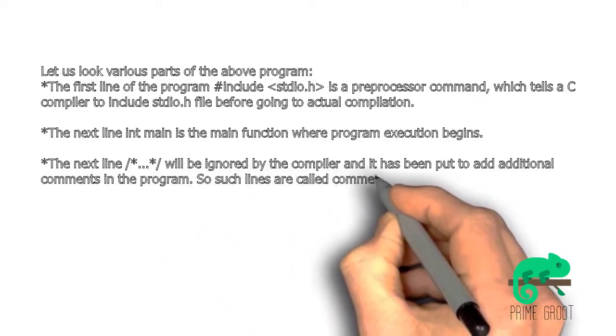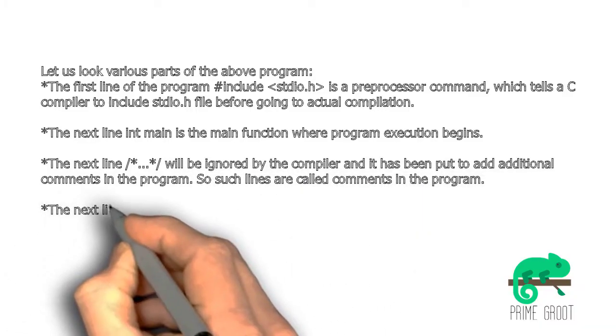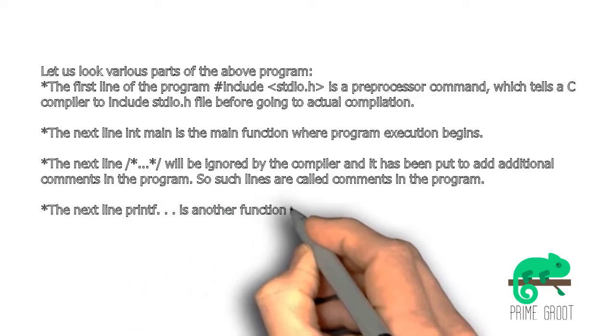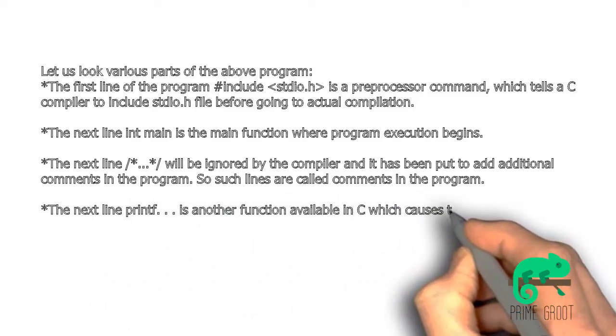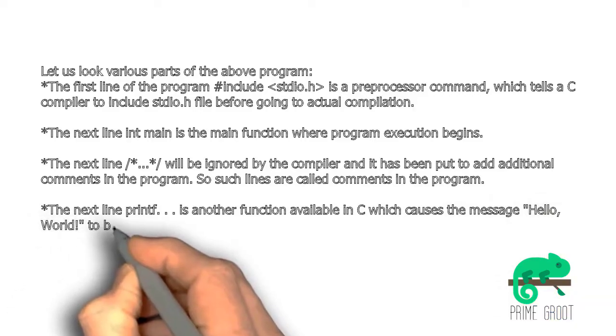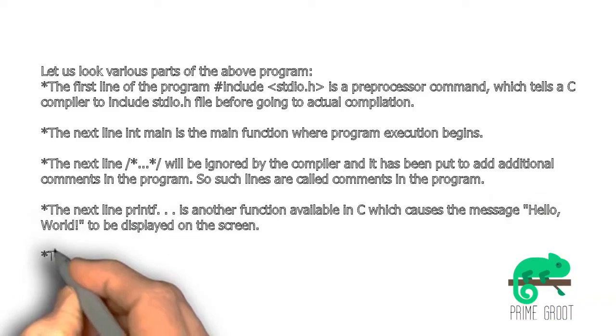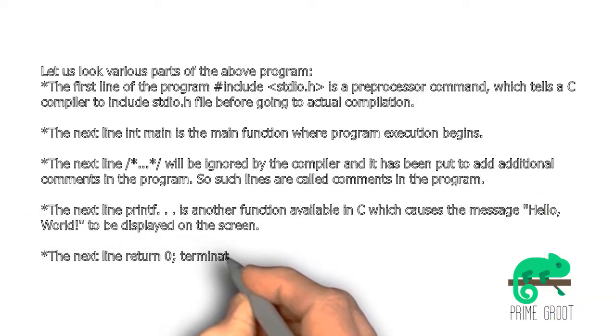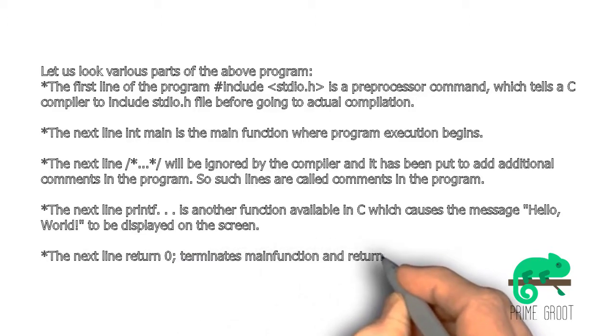The next line, printf, is another function available in C which causes the message "Hello World" to be displayed on the screen. The next line, return 0, terminates the main function and returns the value 0.